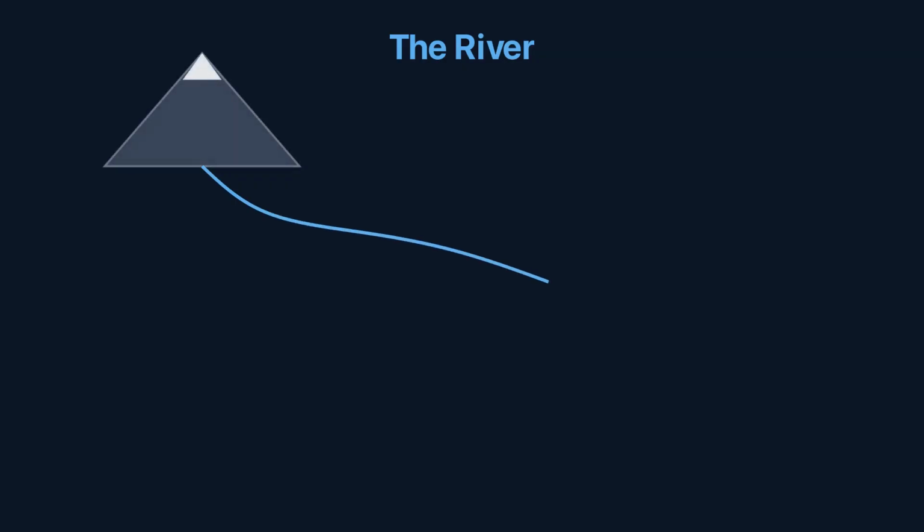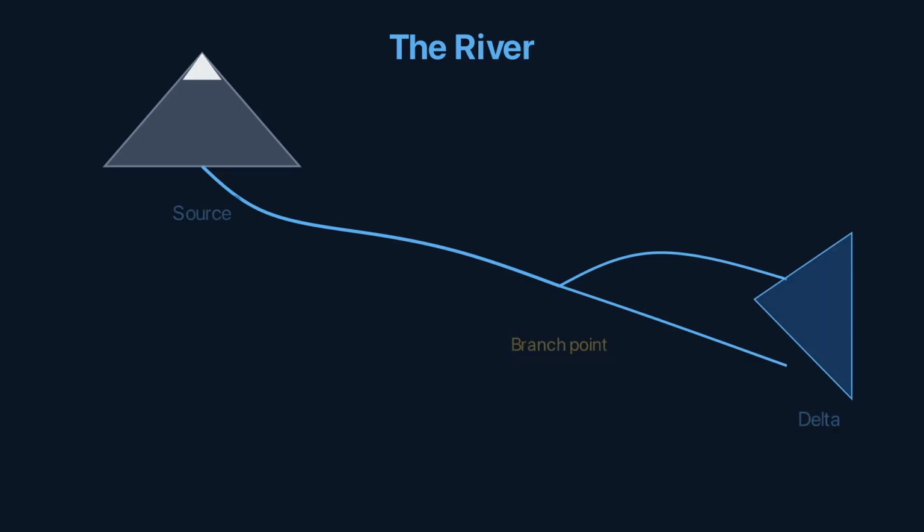A river flows from a mountain spring to a delta at the sea. Along the way it branches. One arm flows east, another west. You drop a net at a random point and catch 100 fish. Some are near the source, some near the mouth, some at the branching point. You caught them all at the same moment, but they're at different stages of the journey.